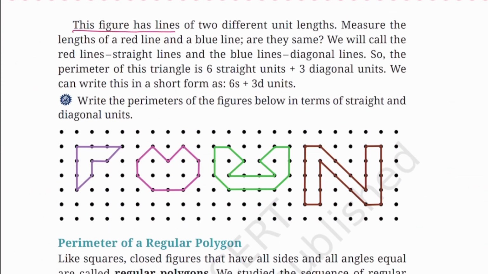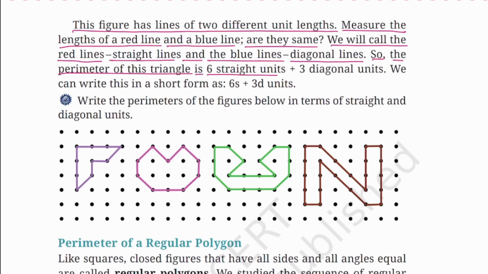This figure has lines of two different unit lengths. Measure the lengths of a red line and a blue line. Are they the same? We will call the red lines straight lines and blue lines diagonal lines. So the perimeter of this triangle is 6 straight units plus 3 diagonal units. We can write this in a short form as 6s plus 3d units.